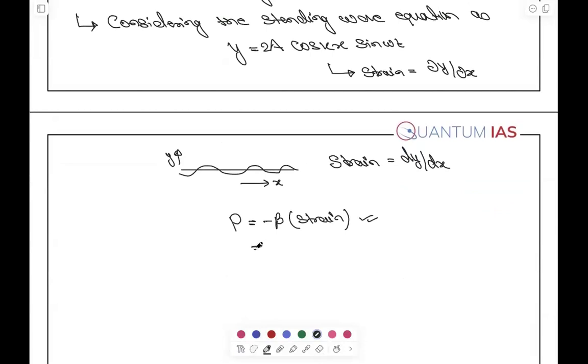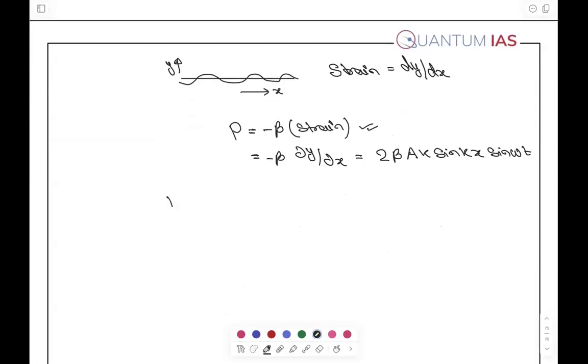Put the value. So it will be minus beta, del of y by del x. What is del of y by del x? So minus beta, right? Sin omega t will remain same. Cos का क्या जाएगा? Sin. So cos का sin. So 2 beta a into k sin kx sin omega t.